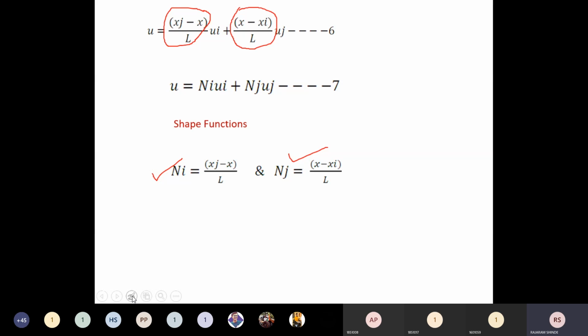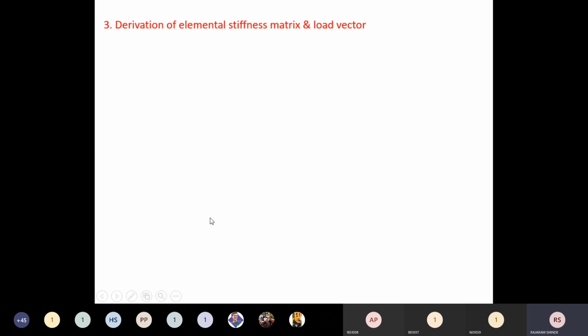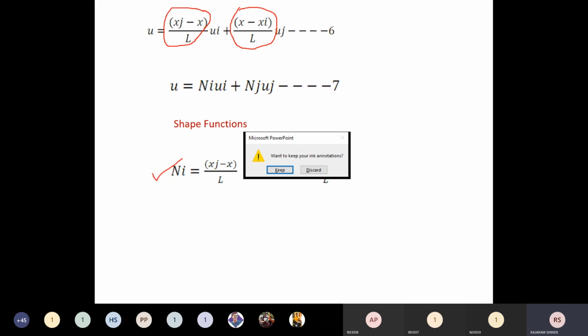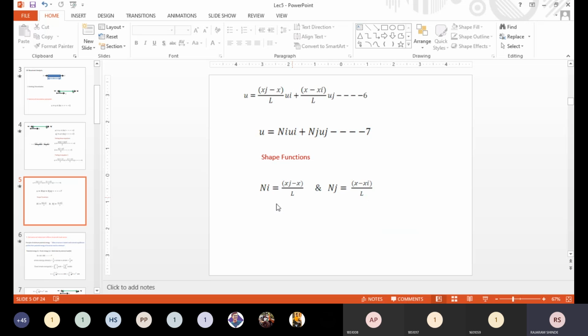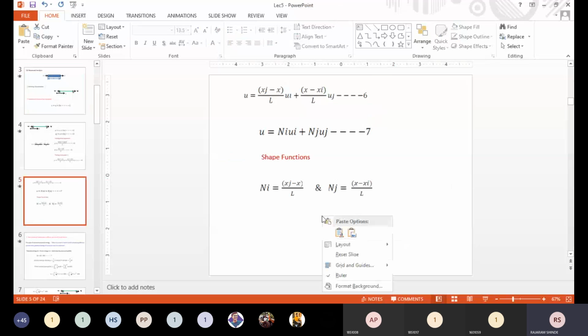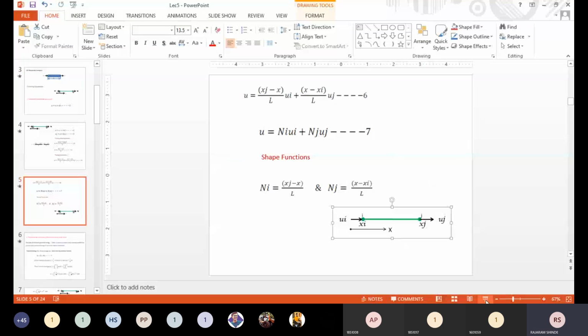Now one more thing I want to tell you here, that is, if I calculate the values of the shape functions Ni at node number i and node number j. I will paste here this one.